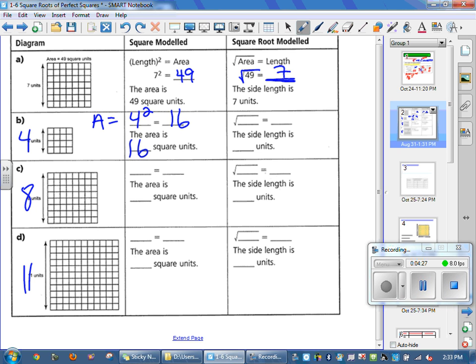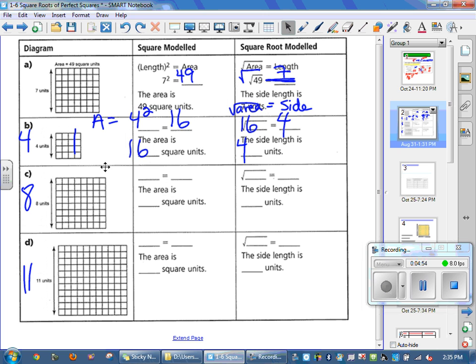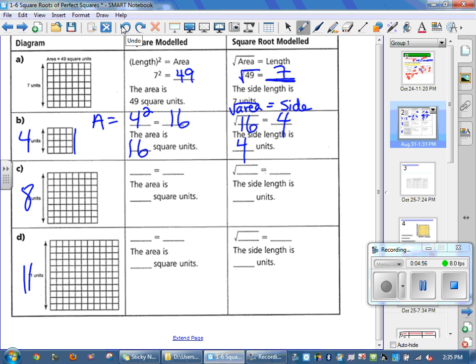Now, we're going to work backwards. We're going to square root our area, and that's going to give us our side length. So the square root of 16 gives me 4. That's how I know that it's 4 units long. 4 squares long. And the side length is 4. Now, we're going to take a look at letter C. We have 8 for our side length. So our area is going to be side squared. That happens every time. Area is side squared, so it's going to be 8 squared.